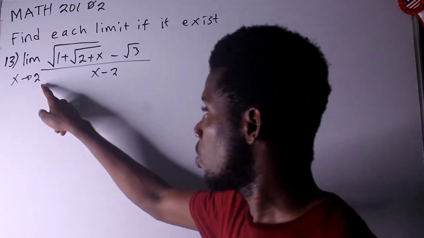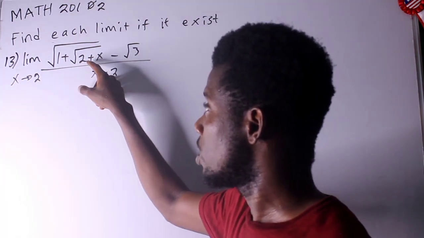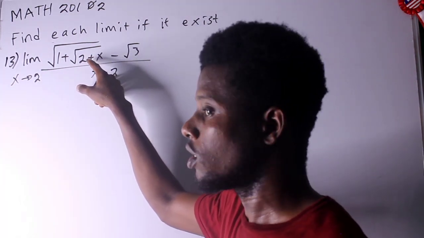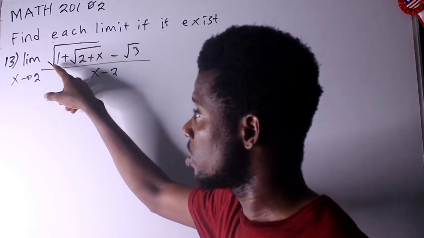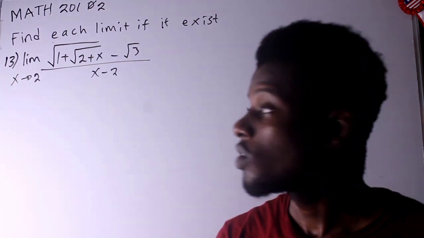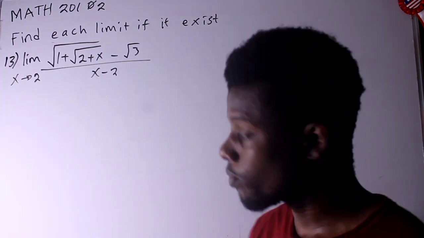So if we apply direct substitution, we have 2 plus 2, that's 4. Square root of 4 is 2. 2 plus 1 is 3. Root 3 minus root 3 will cancel out, giving zero over zero. So let's quickly move in and solve this problem.